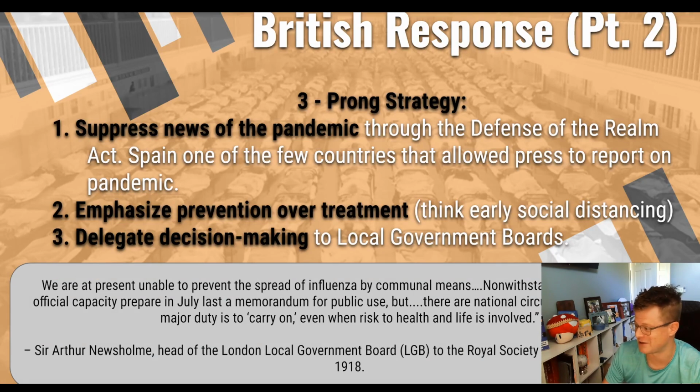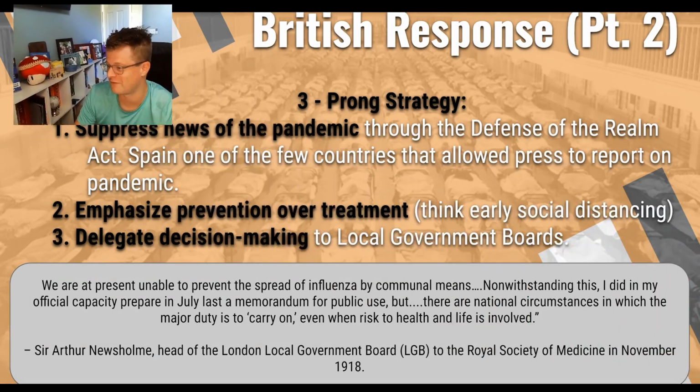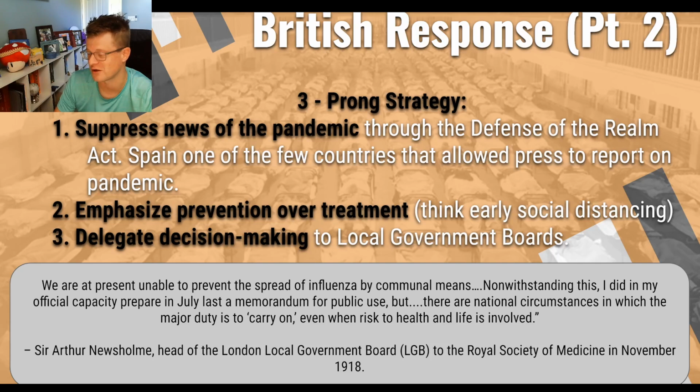So here, basically, I've given you the very basic 3-pronged strategy that the British come up with as their solution to this. One is they're just going to suppress news that the pandemic is happening.